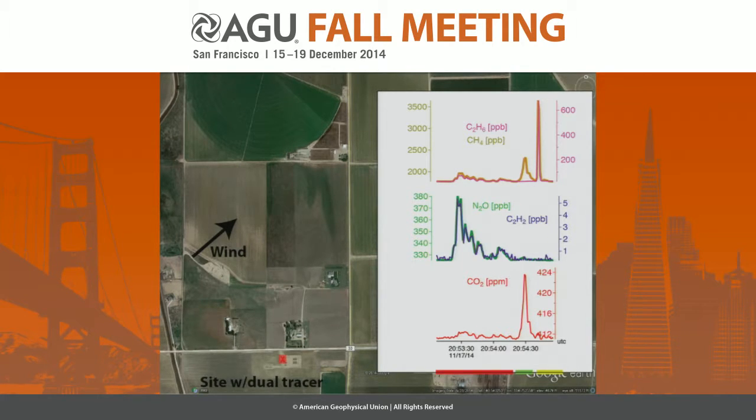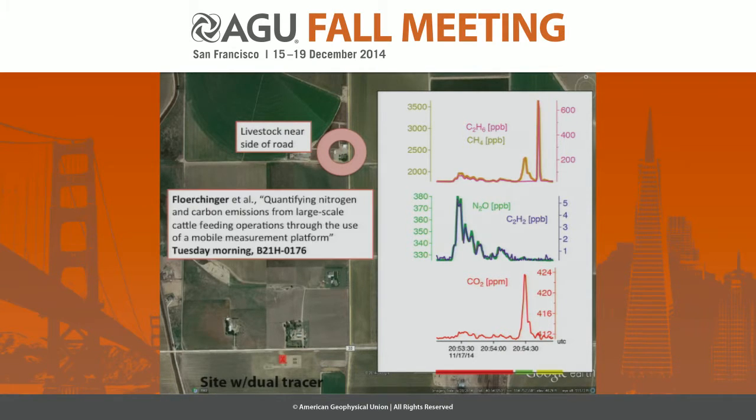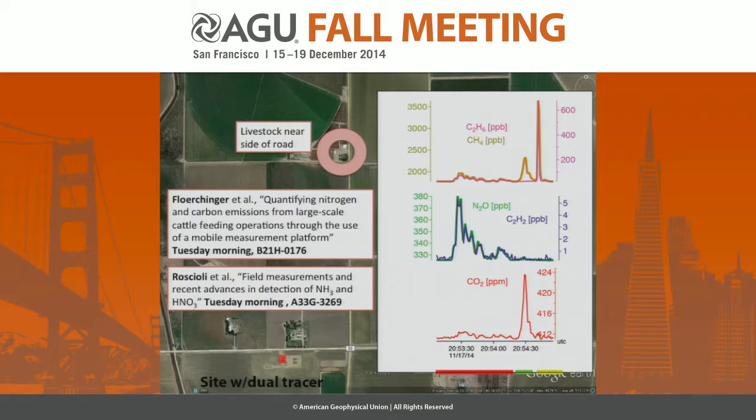When we add CO2 to this, we clearly see that indeed that non-thermogenic plume has this enhanced CO2. This was because of livestock that was right here near the side of the road. Cody Florshinger's got a poster tomorrow morning on this that talks about the ratio of observed methane to CO2, the rumen to breath, if you will. And Rob Roscioli will also talk about looking at enhanced ammonia that's associated with livestock methane.